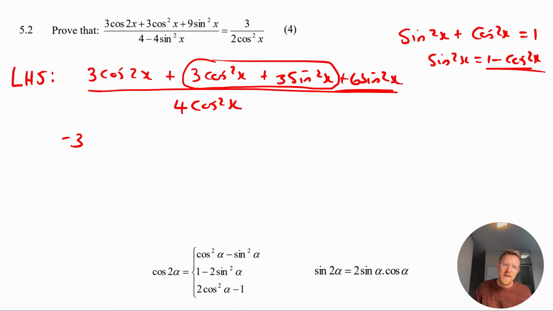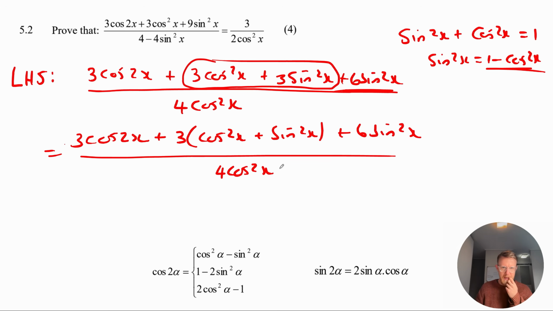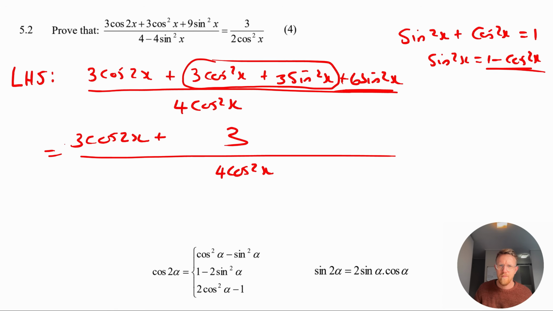So if you then had to, you could imagine taking out a 3 as a common factor there, and then you're left with cos squared x plus sin squared x. And then we've still got the 6 sin squared x over here. And then at the bottom, we just have 4 cos squared x. Okay. Now I know that this just becomes 1, so I can just write it as a 1. And then 3 times 1 is just 3. So that is what we now have.